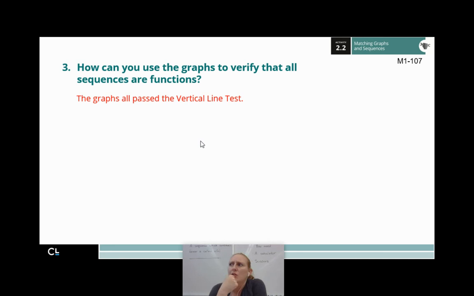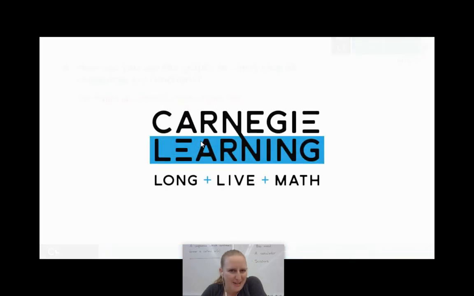I was looking at those graphs and I'm thinking about the fact that these are functions, and it seems to me that we might be able to sort them into function families. But you know what? We'll save that for next time.